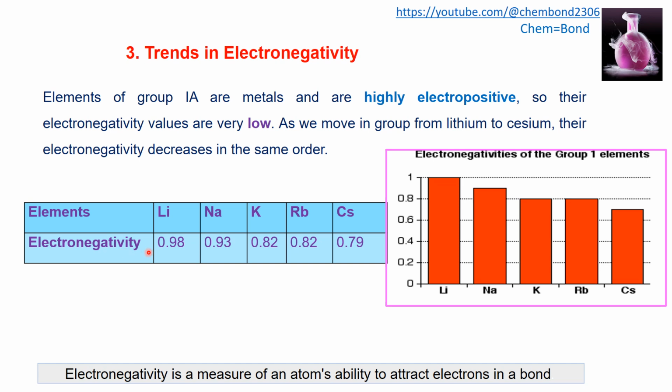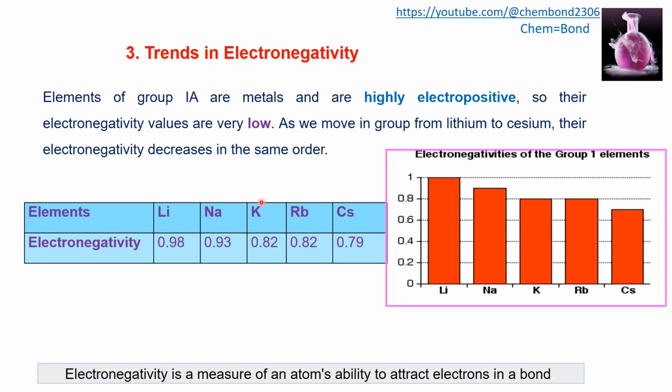Their values are reported as 0.98 for lithium, 0.93 for sodium. Potassium and rubidium will have 0.82 up to 2 decimal places. Their values are the same, and cesium will have 0.79. If we look at these values, 0.82 and 0.82, both are the same, but remember these are the same up to 2 decimal places.